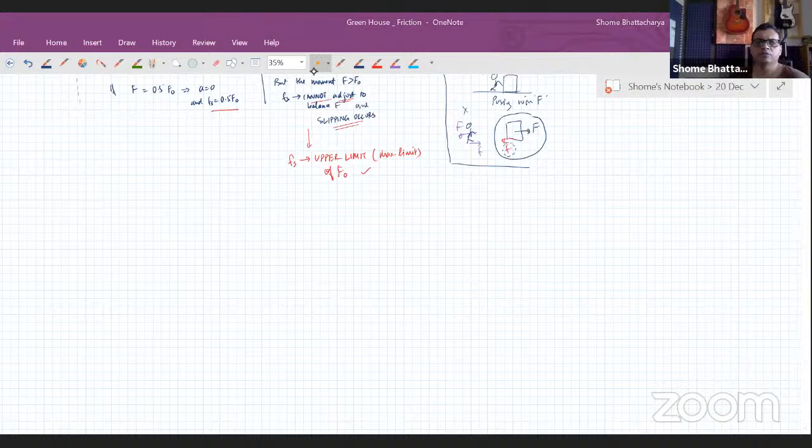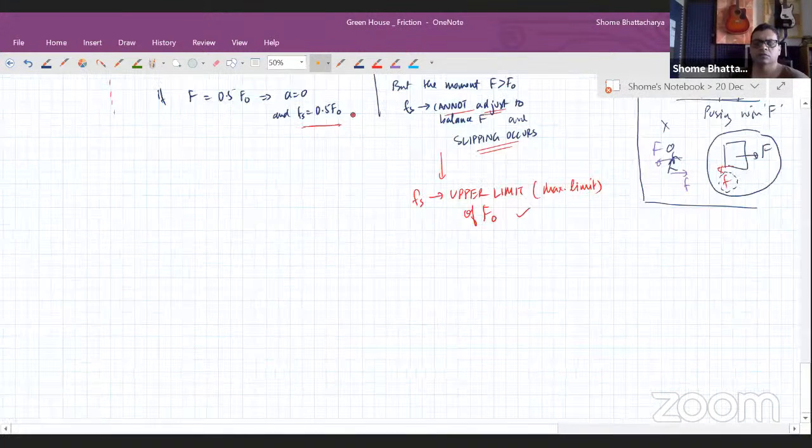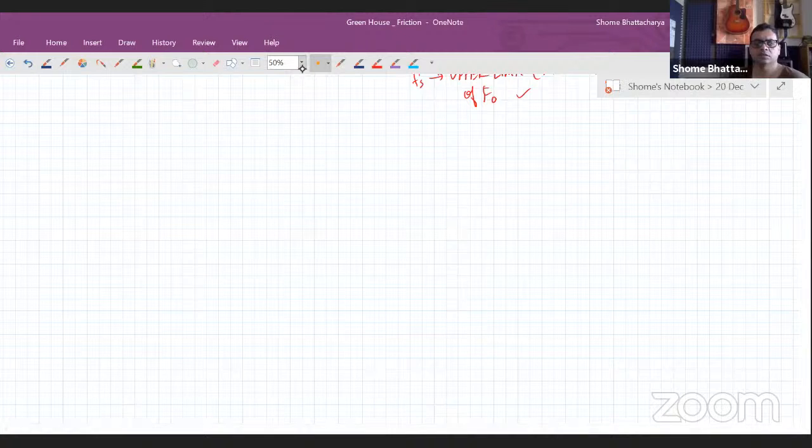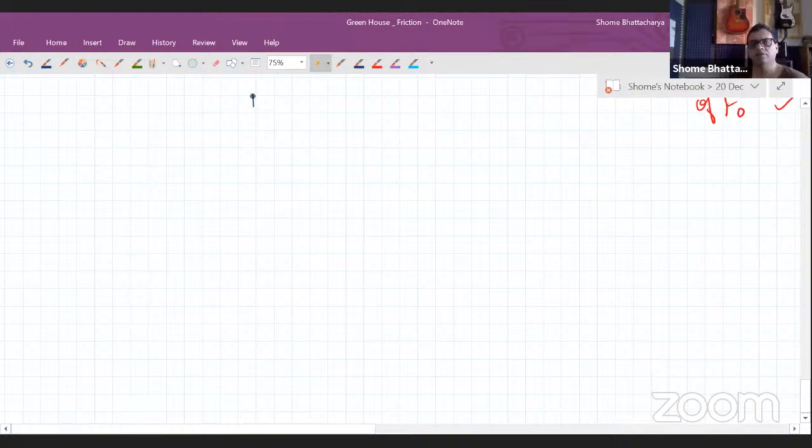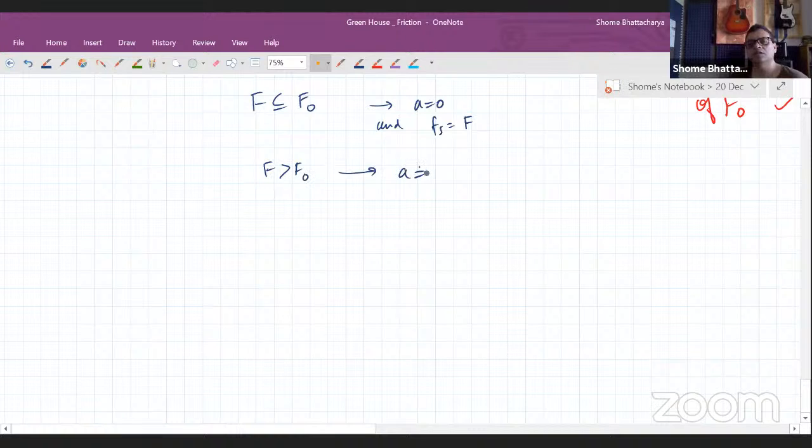Yeah, so if F is equal to F naught, we saw it is balancing. Up to F naught, there is no acceleration, there is no slipping. We saw that for F less than or equal to F naught. So this includes equal to. Acceleration is 0, and static friction is equal to F. But the moment F becomes greater than F naught, the block starts accelerating. So kinetic friction takes over.